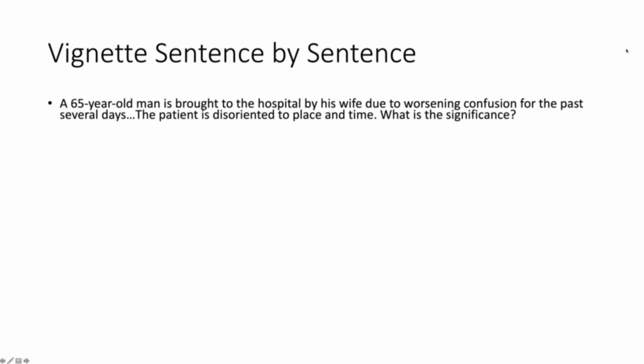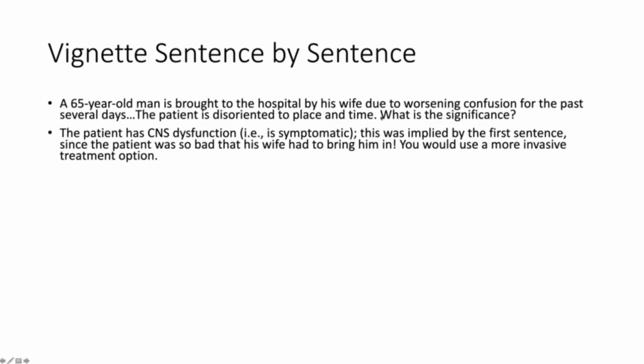Okay, so sentence by sentence vignettes. I'm going to go through briefly what the different sentences meant. The old guy was brought to the hospital by his wife because he's confused, so he's disoriented to time and place. The significance is he has CNS dysfunction. In other words, he is symptomatic. Like we said, the only kind of hyponatremia that you care about is hypotonic hyponatremia where they're euvolemic and symptomatic. So he's symptomatic, which was implied by the first sentence.